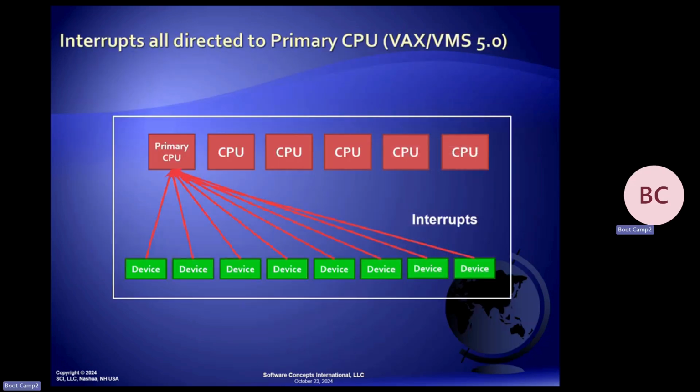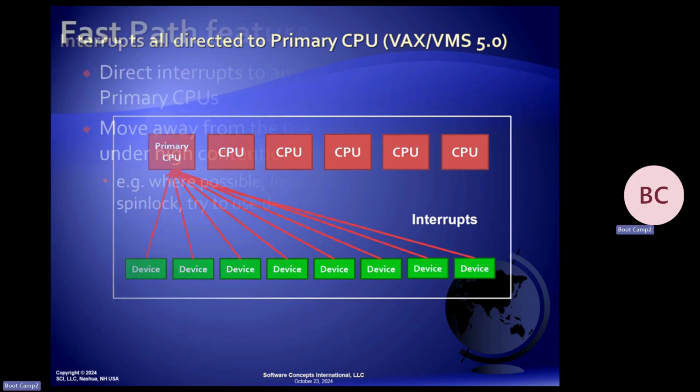What this meant, though, is that while all of the CPUs could issue IOs, all of the interrupts still went to the primary CPU. And very quickly after version 5 was introduced, that primary CPU became a bottleneck for many customers. So they introduced FastPath.